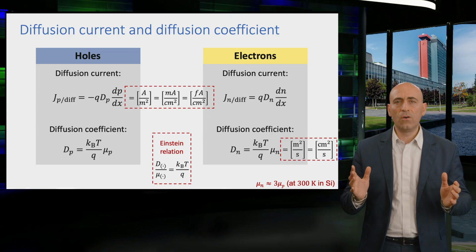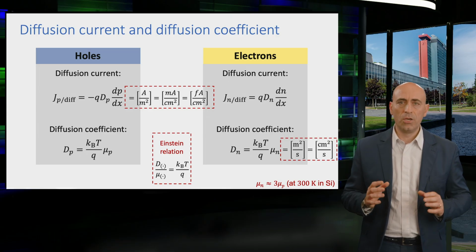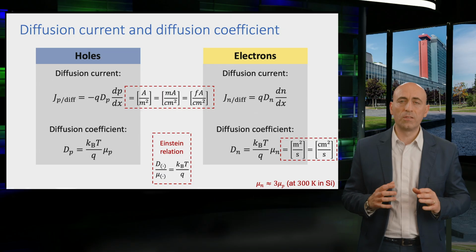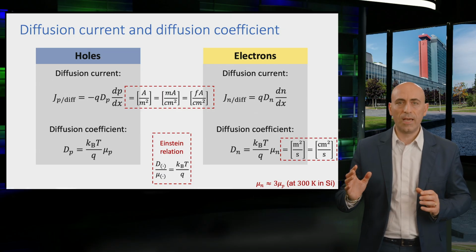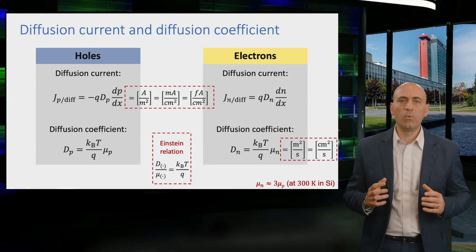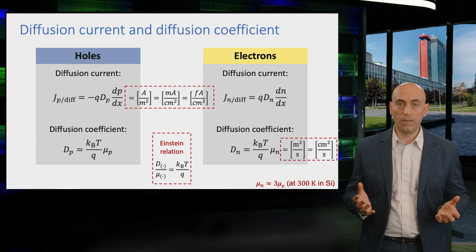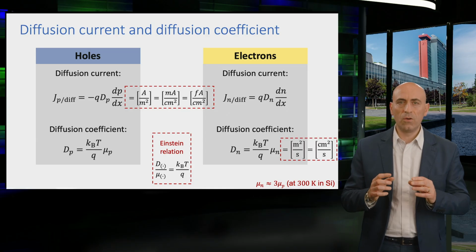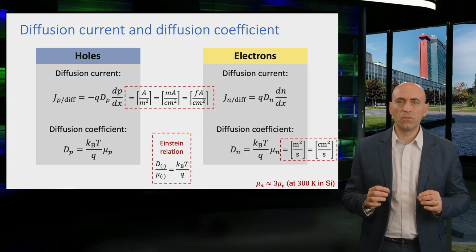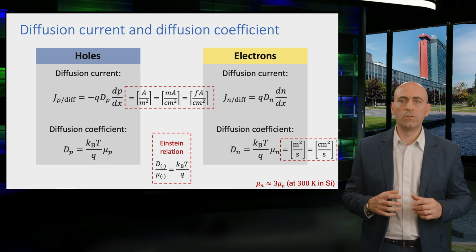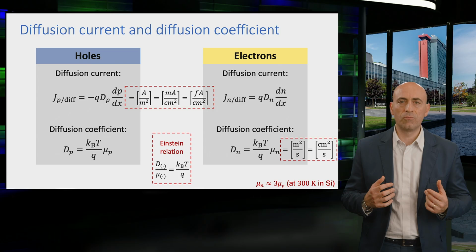This ends the video on charge carrier transport. You learned about the two important transport mechanisms, drift and diffusion. Furthermore, you were introduced to the concept of mobility. This is the last video of this week and the introduction to semiconductor properties. Next week, you will learn about the generation and the recombination processes of charge carriers in a semiconductor.